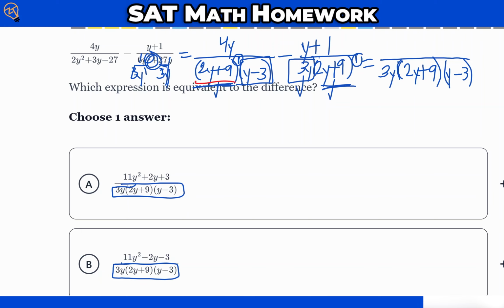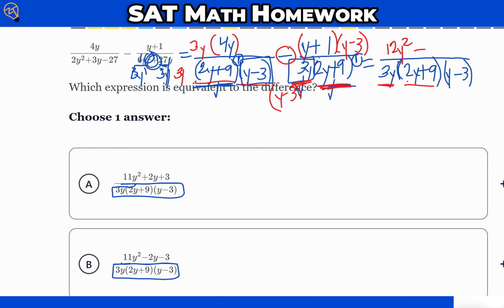Now, what is that first fraction missing that's in the least common denominator? We have the 2y plus 9, the y minus 3. It's missing this 3y. So we need to multiply top and bottom by 3y. That ends up giving you 12y squared. And then we have the minus. And notice that this denominator has a 3y. It has a 2y plus 9. It's missing a y minus 3. So it would need to be multiplied by y minus 3 top and bottom.